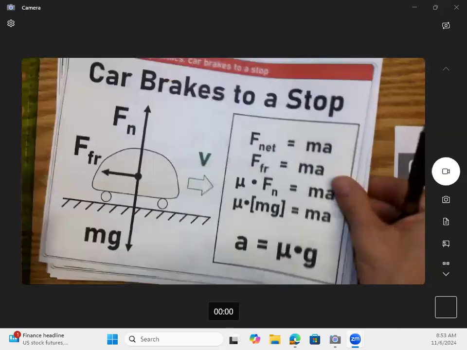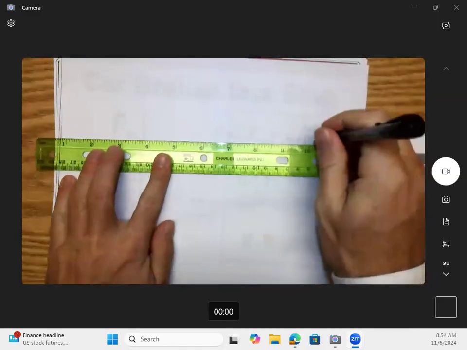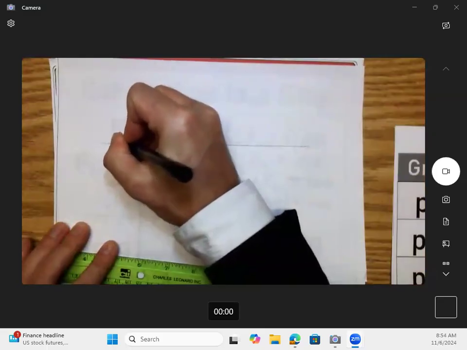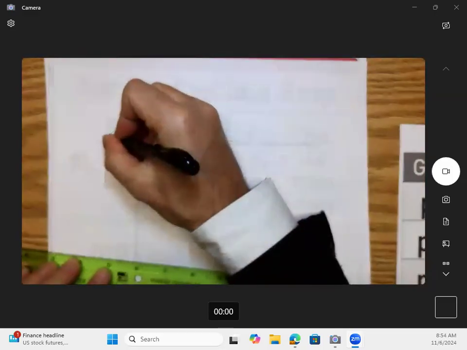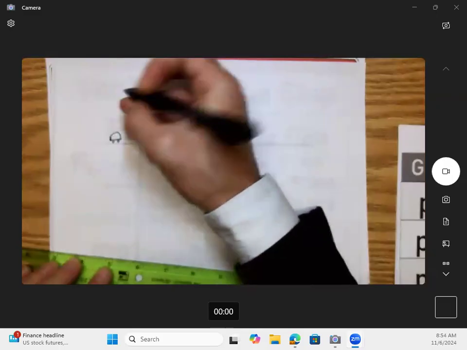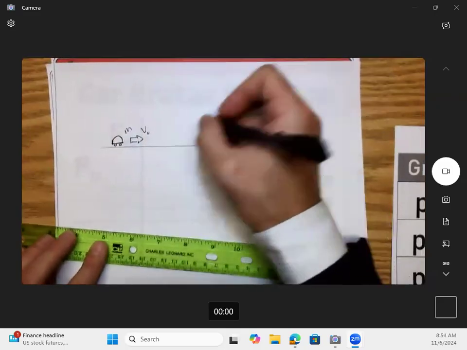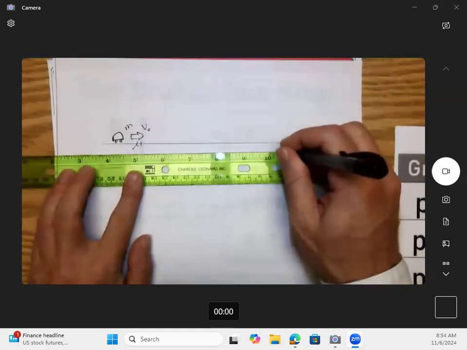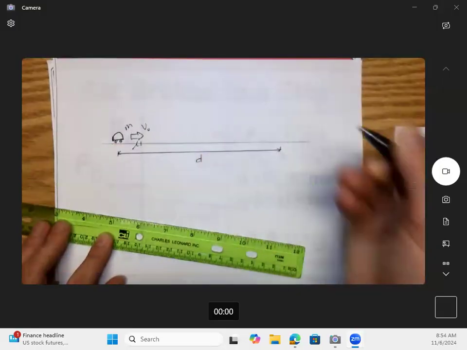Let's get a car. Draw a road in your notes, and draw a little turtle car. The car has a mass M. It has some initial speed V naught. There's a coefficient of friction between the tires and the road. There's a gravity field of the planet, and there's going to be some braking distance. I'll call it D. Why not D?